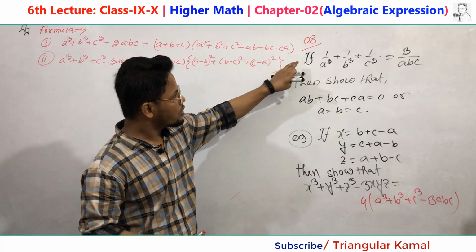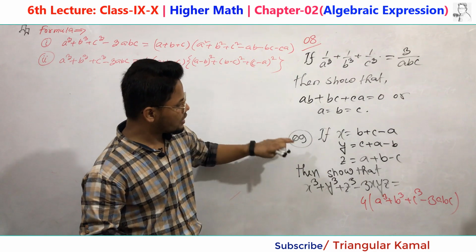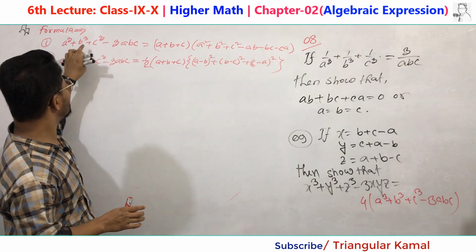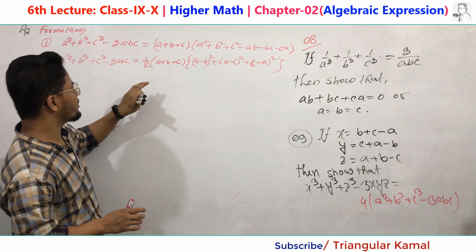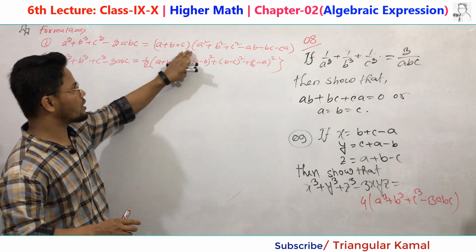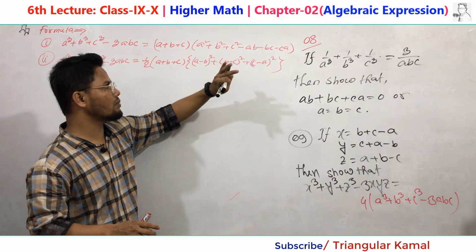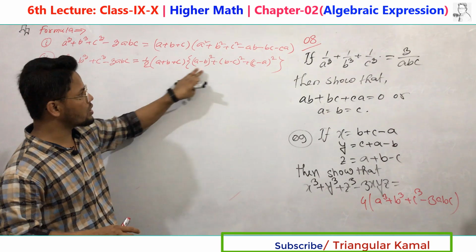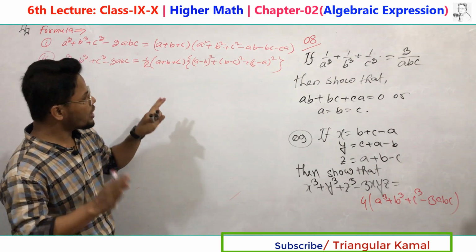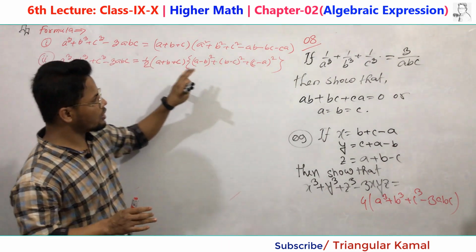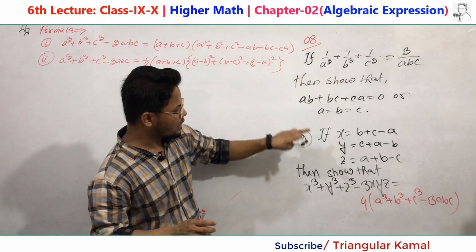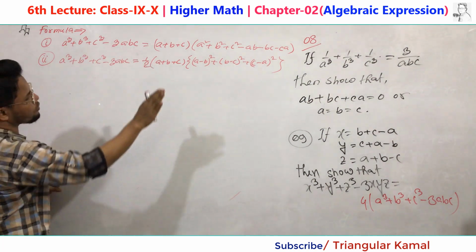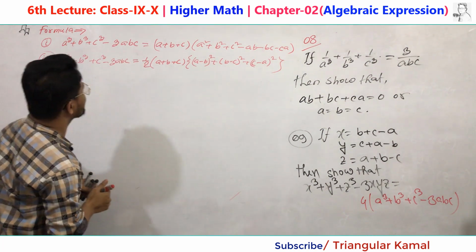In number 8 and number 9, we have to apply this formula: a cube plus b cube plus c cube minus 3abc is (a plus b plus c) times (a square plus b square plus c square minus ab minus bc minus ca). This is the factorization form and this one is the corollary form. You have to apply these two formulas in number 8 and number 9. In the first content, I will prove this formula, then I will do number 8.